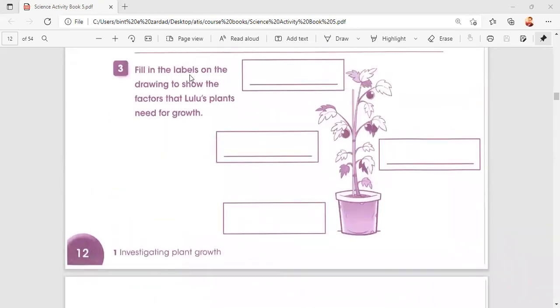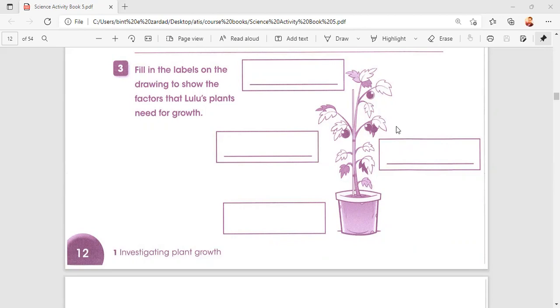Question number three. Fill in the labels on the drawing to show the factors that Lulu's plant needs to grow. For plant growth, we have four factors. As I told you before about seed germination, there are three factors. But for plant growth, four factors. Only one thing is added, and that is light. The others are the same: warmth, air and water, as for seed germination. Only one new factor is added.